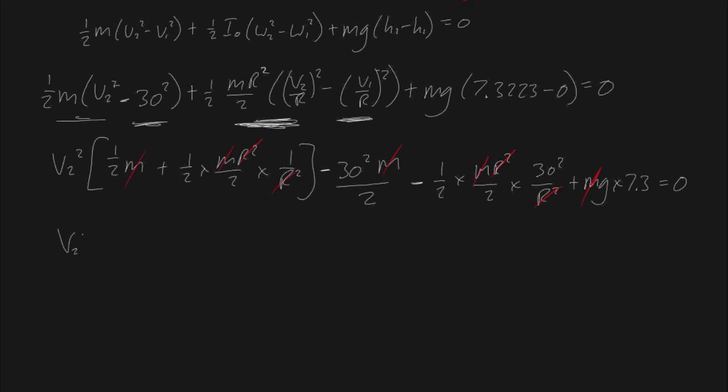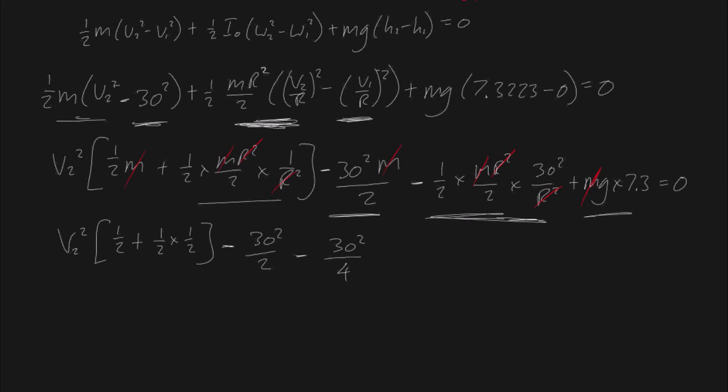So let's do that. This is going to be v2 squared times by a half, the m's gone, plus a half times by a half. And that's this bracket sorted. That other bit is just this bit, subtracted from 30 squared on 2, that's this bit. Now let's worry about this bit just here. That's going to be minus 30 squared on 2 times 2, which is 4. Now let's do this last bit, which is going to be plus g times by 7.3223 is going to be equal to 0.